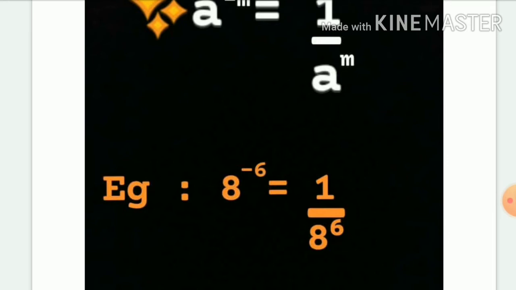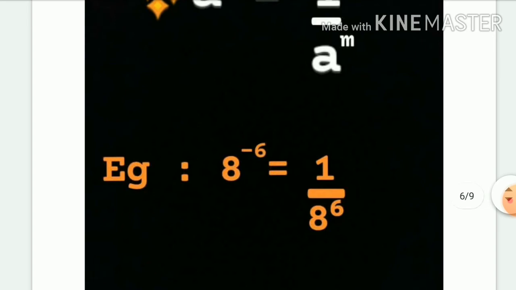Why? See, 8 raised to minus 6 divided by nothing means what? 1. So here 1 is in the denominator, and now I am inverting it. Inverting it means 1, which was in the denominator, now goes in the numerator, and 8 raised to minus 6, which is in the numerator, goes in the denominator. So when the number is getting inverted, the index sign changes. So 8 raised to minus 6 becomes 8 raised to plus 6.